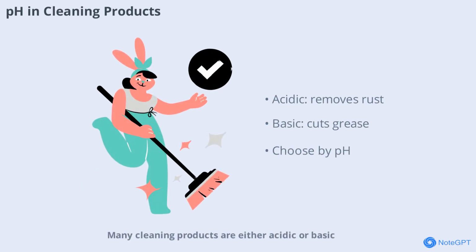Many cleaning products are either acidic or basic. Acidic cleaners remove mineral deposits and rust, while basic cleaners cut through grease and dirt. The pH of a cleaner determines what it's best used for. Knowing the pH helps you choose the right product for the job and use it safely. Always follow instructions and handle strong acids or bases with care.